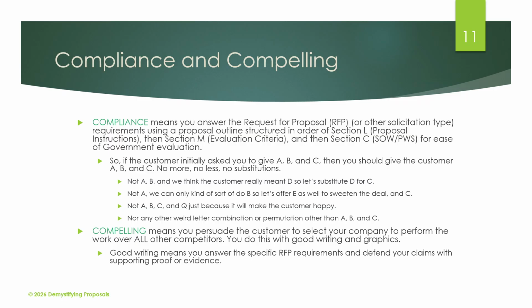No more, no less, no substitutions. So for example, not A and B, and we think the customer really meant D, so we're going to substitute D for C. No. Not A, we can only do sort of B, so let's offer E as well to sweeten the deal, and then C. No. Not A, B, C, and Q because we think it'll make the customer happy. No. Nor any other weird letter combination or permutations other than A, B, and C. That's compliance.